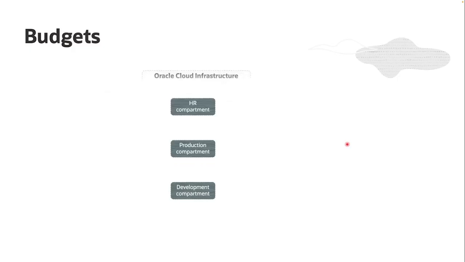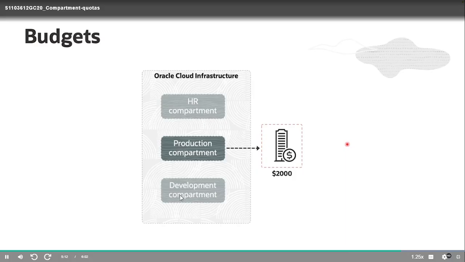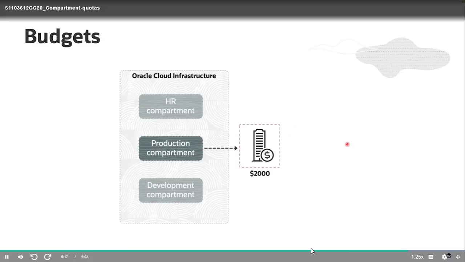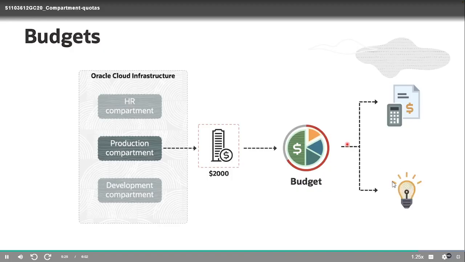Next, you can also set limits on OCI spending using budgets on any particular compartment. For example, if you have allocated $2,000 per month for your production compartment for infra spending, you can set a budget for your compartment and set a threshold value. Then you can track the actual spending and receive alerts if you reach the defined threshold percentage. In this way, we can control our spending in our tenancy.